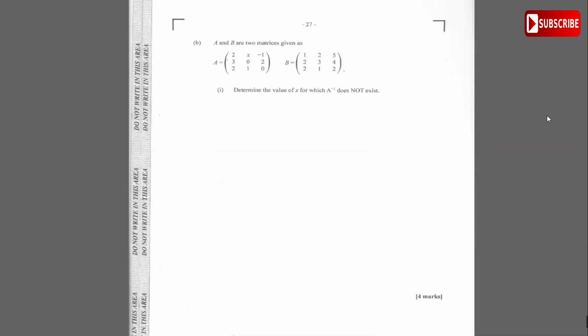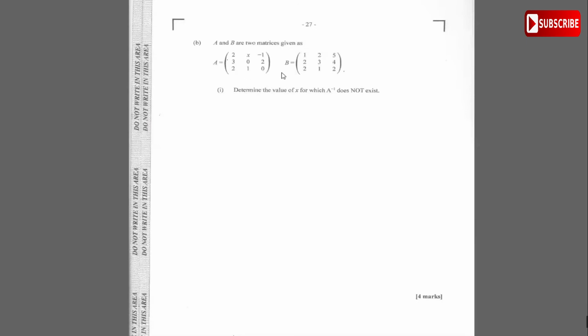All right, part B. Part B says that A and B are 2 matrices given as this and this, and let's just get to the meat of the matter. They want us to find the value of x so that A inverse doesn't exist. A inverse will not exist if the determinant of A is equal to 0. So we need to set the determinant of A to 0.